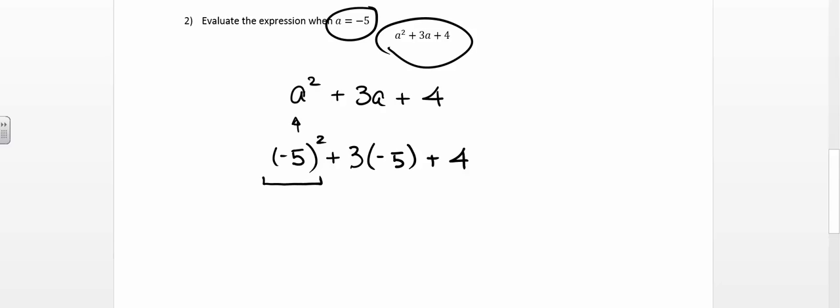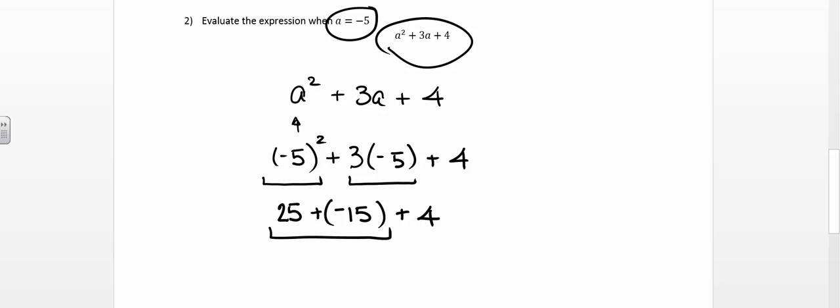So -5 quantity squared. -5 times -5 gives me a +25. Plus, right, a 3 times a -5 gives me a -15. Or if you had seen it, it would just be -15. Plus 4. So if I go from left to right, because all I have is addition now, 25 minus 15, or plus -15, gives me 10 plus 4, and that simply equals 14.